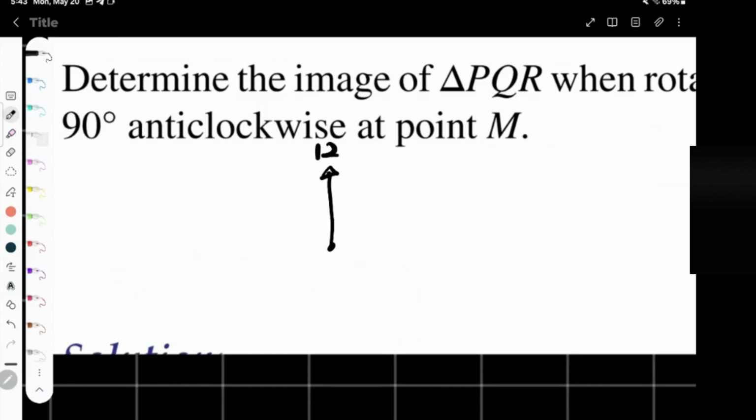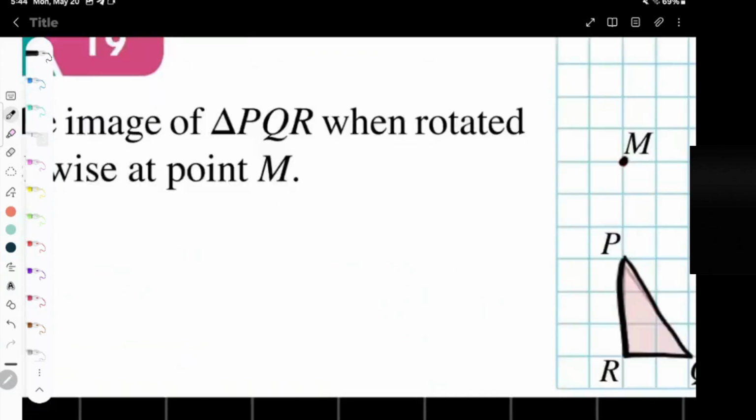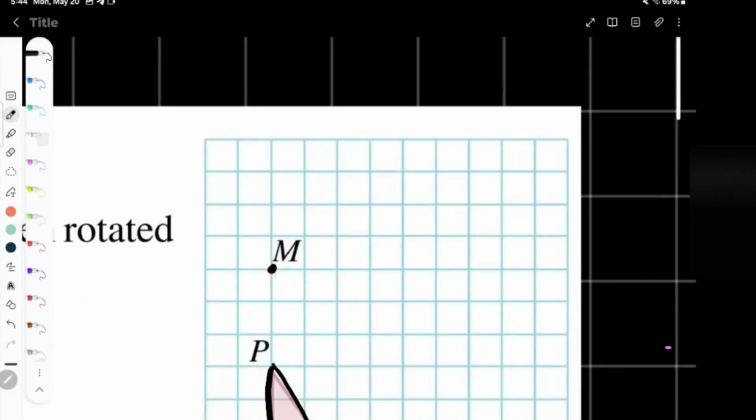Okay, a clock, for example. There's 1, 2, 3, 4, and so on, right? If it's going this way, this is clockwise. But if it's going the other way, it is anti-clockwise. So you have to understand it is going this way.